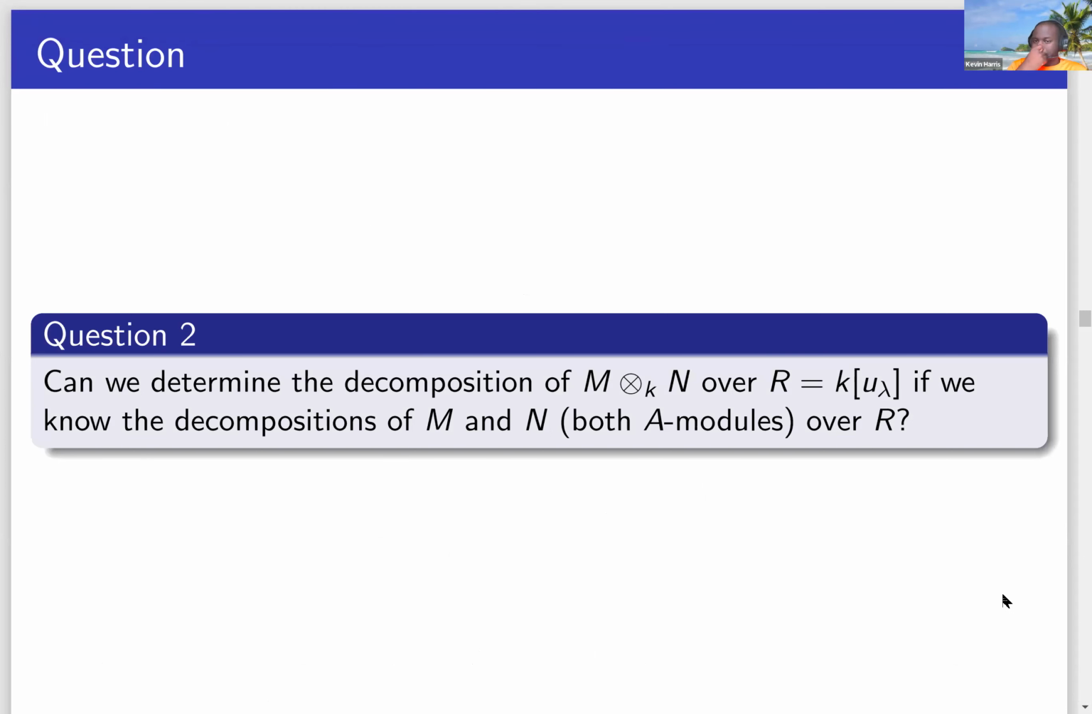And so again, the question we want to ask ourselves is, if we do know the decomposition for some A modules M and N, then what does the decomposition for M tensor N look like? And that's something where it would be very helpful to use the matrices just so we can get more of a visual.